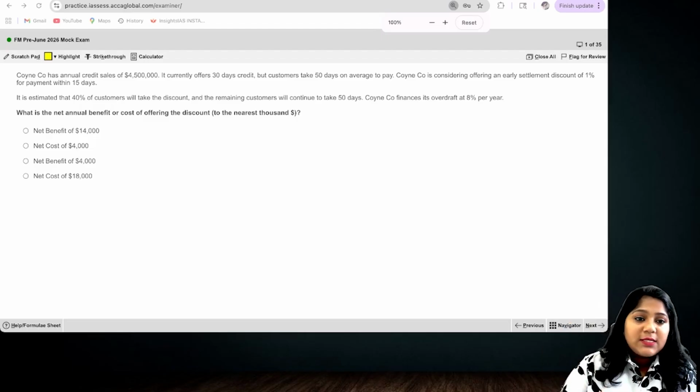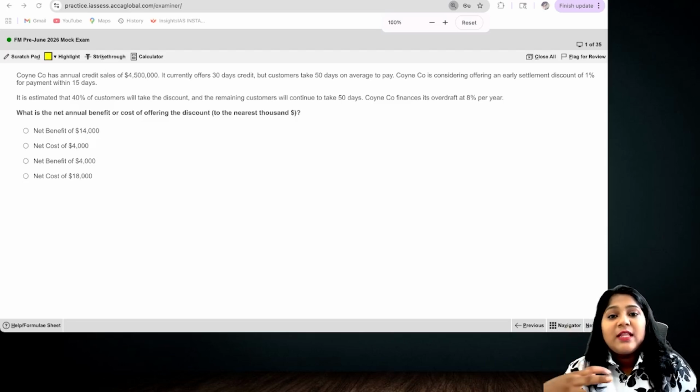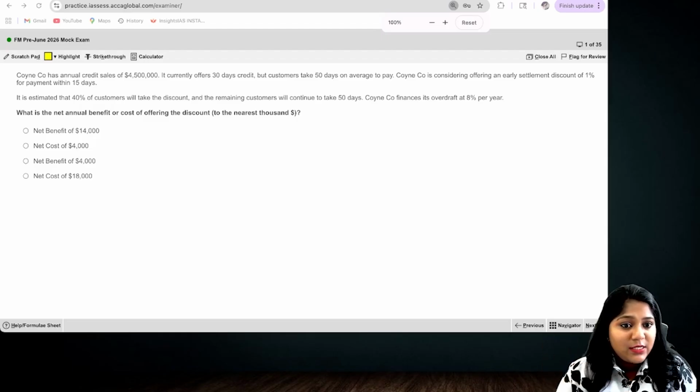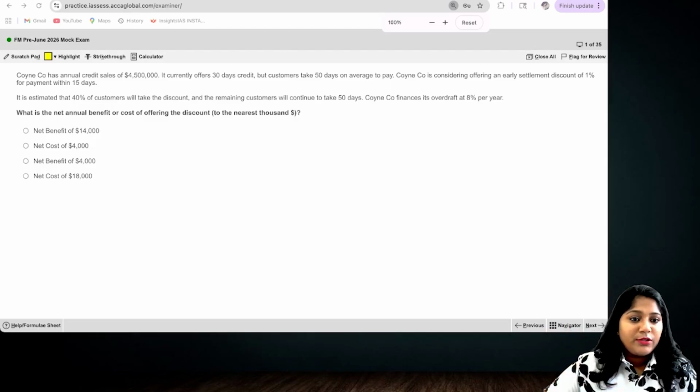But not all the customers are going to take up the discount. It is estimated only 40% of customers will take the discount, and the remaining customers will continue to take 50 days. Now, Coin company finances its overdraft at 8% per year. The question is, what is the net benefit or cost for offering the discount to the nearest thousand?